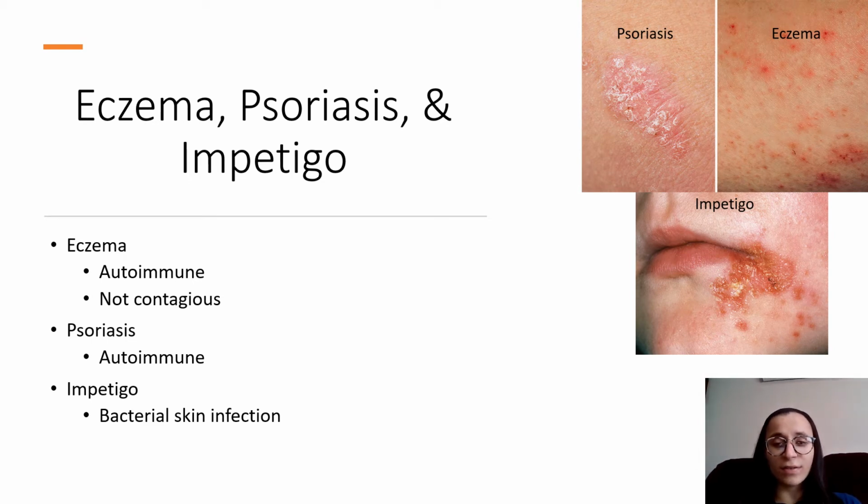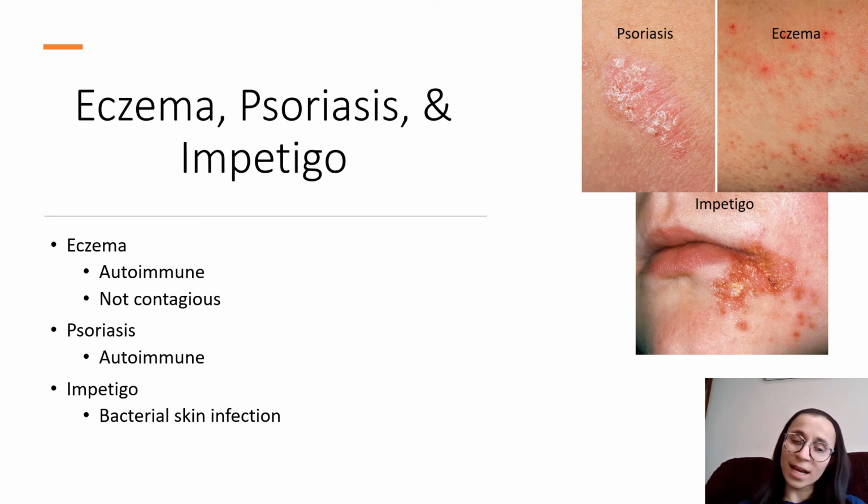The next one is psoriasis, as you see over here in this picture. That's also an autoimmune disorder that causes rapid turnover of epidermal cells. So they're going to have symptoms of dry, scaly, red, silvery plaques. There's really no treatment, just avoid the triggers pretty much.